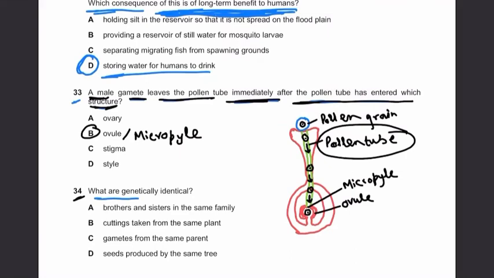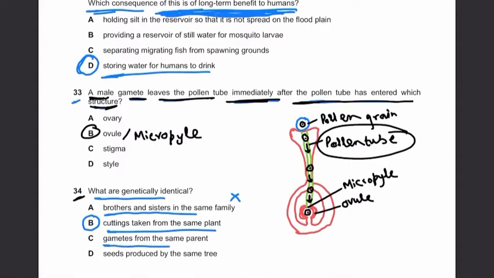What are genetically identical? Brothers and sisters in the same family? No, guys. Brothers and sisters in the same family are not genetically identical because brothers and sisters in the same family are produced by sexual reproduction, and the organisms or the offspring which are produced by sexual reproductions are genetically different. Cuttings taken from the same plant. This is true, guys. If we take cuttings from the same plant, for example, if we take the stems from the same plant or the leaves from the same plant, they will be genetically identical.